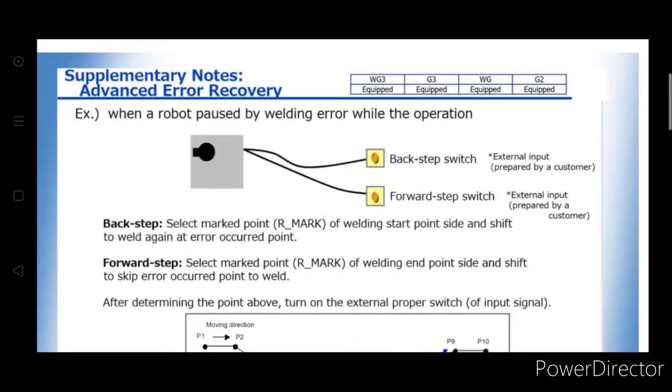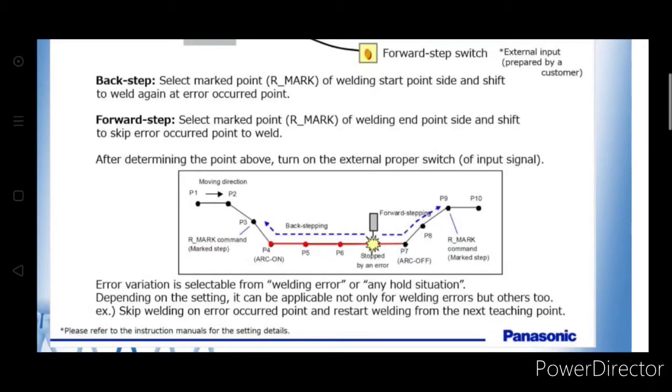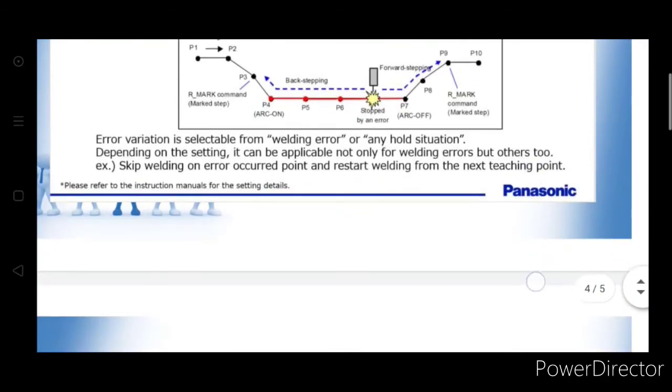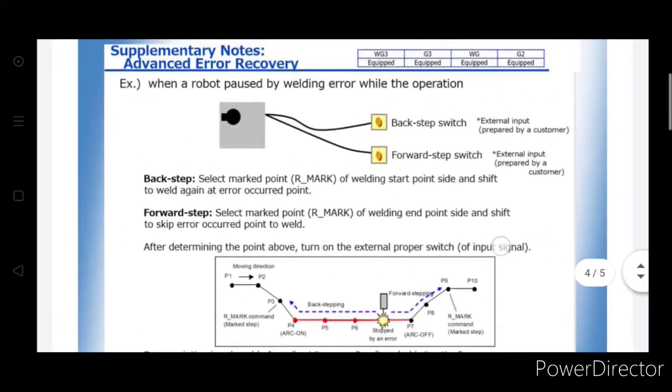There are two switches, back step switch and forward step switch. These switches are used manually as well as by PLC control. This is a very easy function. Back steps and forward steps are described in this image. Moving directions: there are P1, P2, P3 and P3 marked at the command. If you look at this, it is the details, and it is very clear how to use this function.